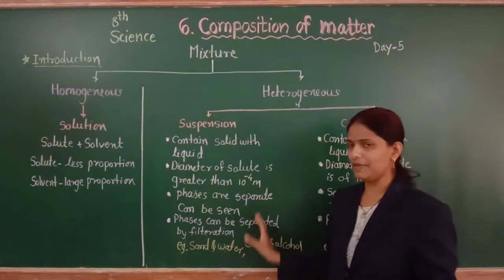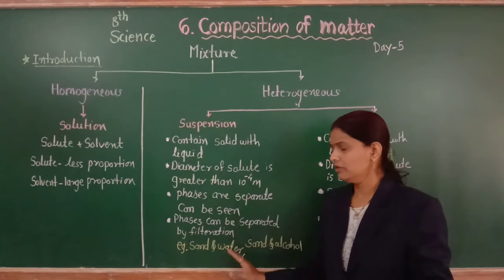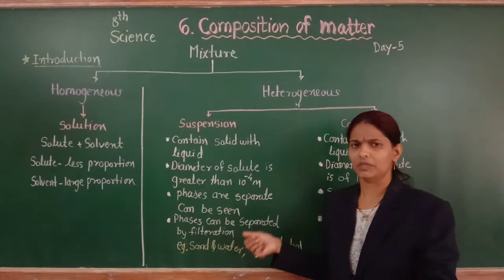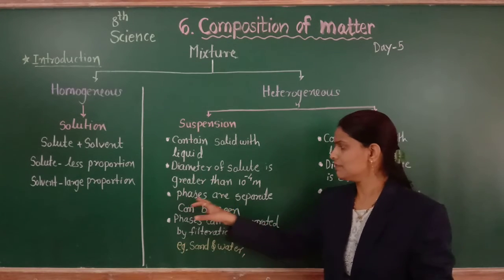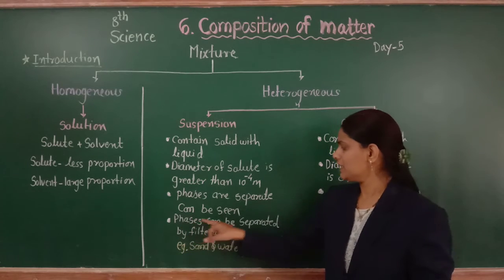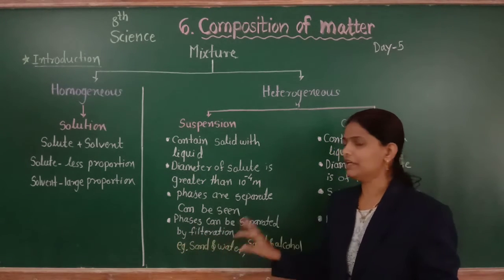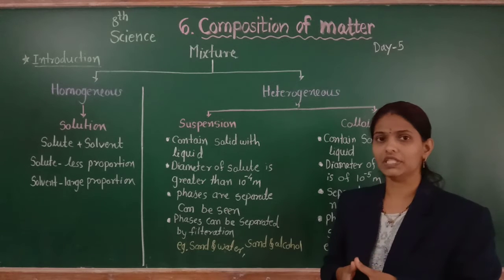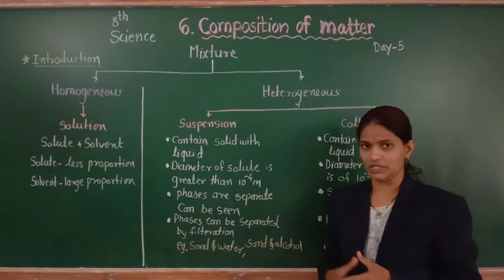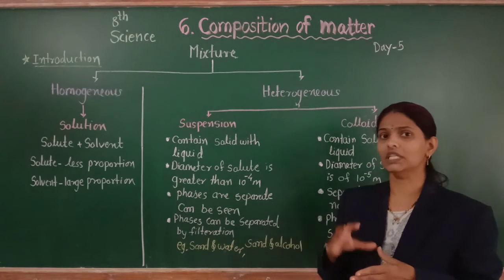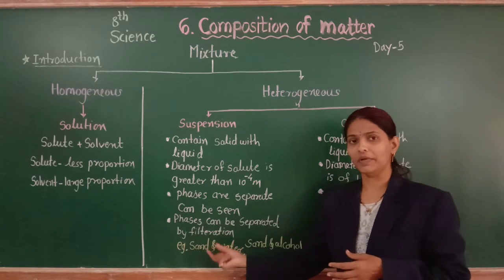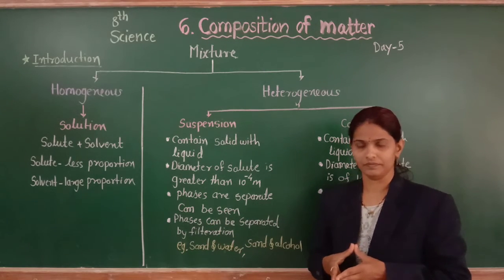In a suspension there are two or more phases and we can see them with naked eyes. It means these phases are visible to us. Then the phases can be separated by filtration. We can separate these two phases by the process of filtration. When we filter this mixture, we can separate the two phases.